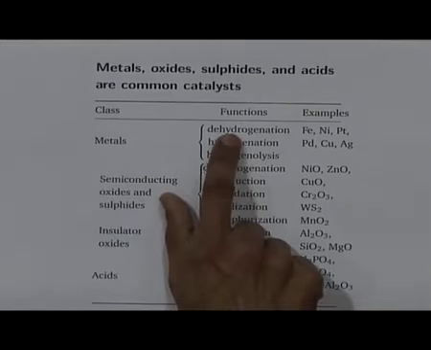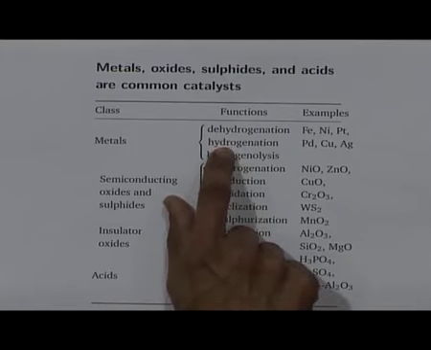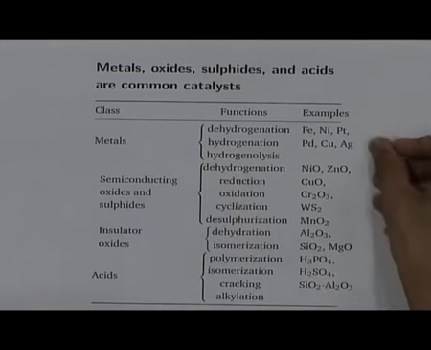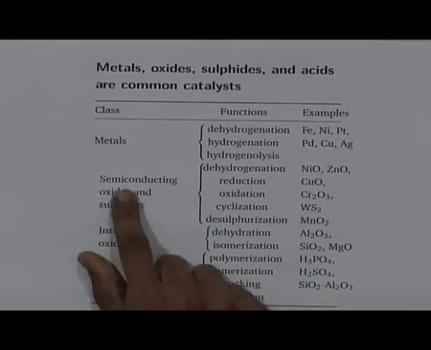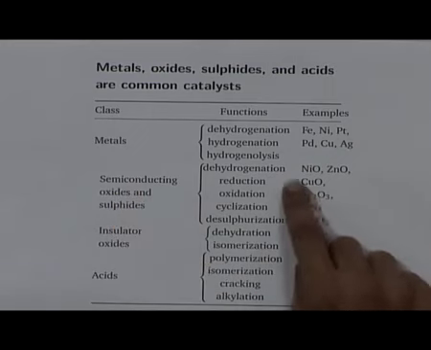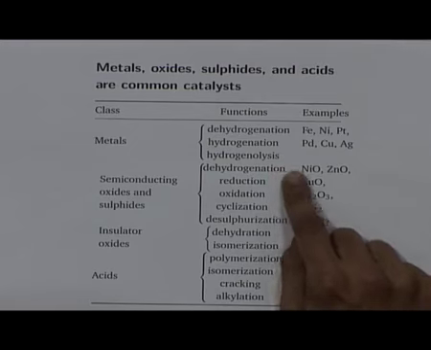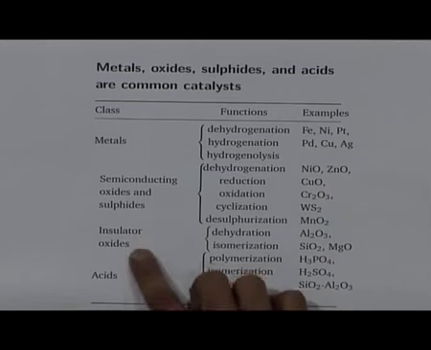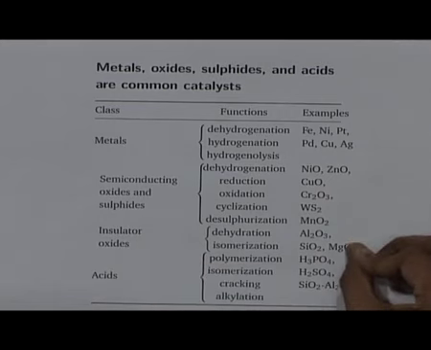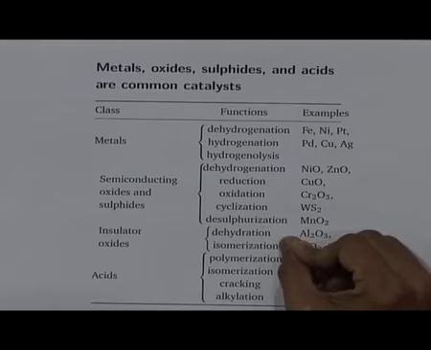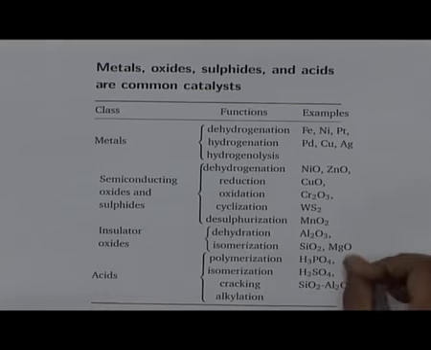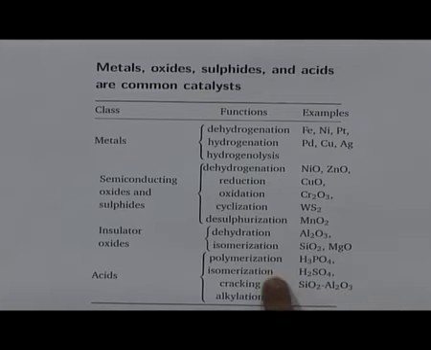So, for dehydrogenation or for hydrogenation of the type that got Paul Sabatier the Nobel Prize for olefin hydrogenation, involving metals here, semiconducting oxides of the type that are listed here could be used for any one of these 5 categories of reactions. Insulator oxides of the type that we have written out here could be used for dehydration and isomerization, and acids like phosphoric acid, sulfuric acid, and Lewis acids like silica and alumina could be used for polymerization, isomerization, cracking, and alkylation.